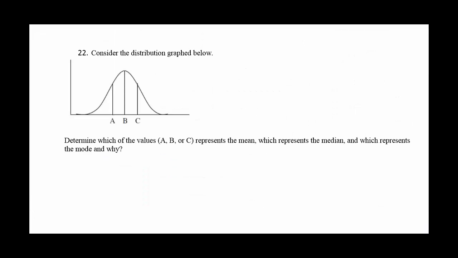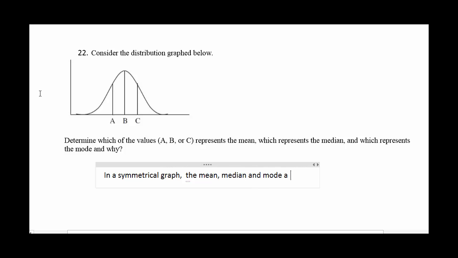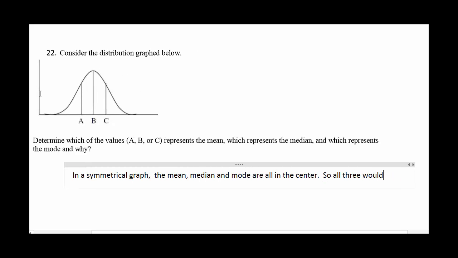Okay, so going back to our question of which one, A, B, or C, would represent the mean, median, and mode in a symmetrical graph, the mean, median, and mode are all in the center. So all three would be A. Sorry, B.